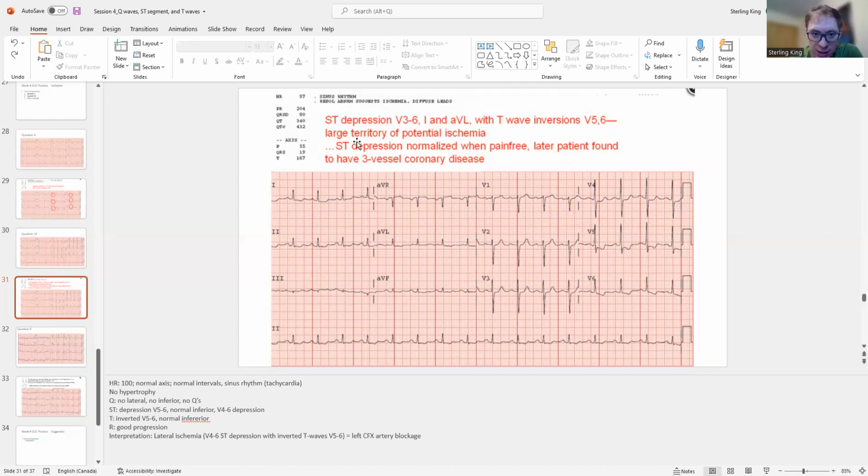T-wave inversions, V5-6, totally. Large area of ventral ischemia, ST depression, normalized when pain-free. It had a 3-vessel coronary disease. So there you go. I was thinking less circumflex artery blockage over here, but the person was later found to have 3 vessels, so there's a little bit more to the story. But it's a good start.